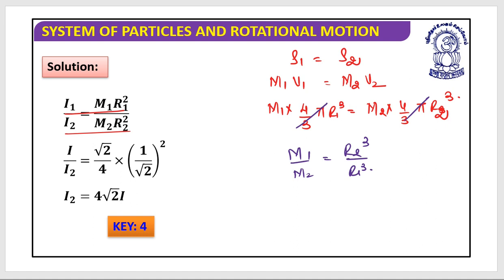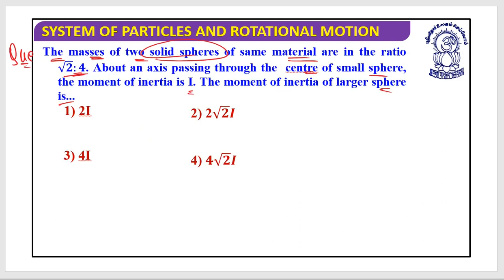And from this I can get r1 square is to r2 square. So let's put in the values. It's 1 by root 2 whole square. This is root 2 by 4 into 1 by root 2 whole square. If I solve this, I2 equals 4 multiplied by root 2 times I. Yes, it's 4 into root 2 times I. I hope this is clear. Is it clear? Are you sure? Can it be done? Are you sure?